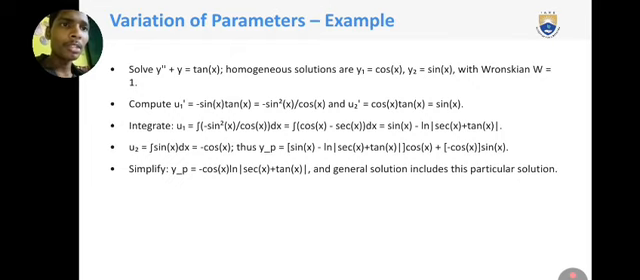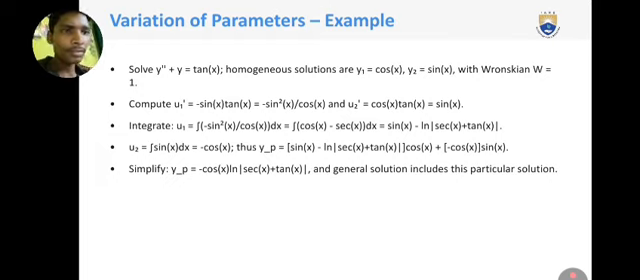Variation of parameters example. Solve y'' + y = tan x. The homogeneous solutions are y1 = cos x and y2 = sin x, with Wronskian W = 1. Compute u1' = -sin x tan x = -sin²x / cos x, and u2' = cos x tan x = sin x.